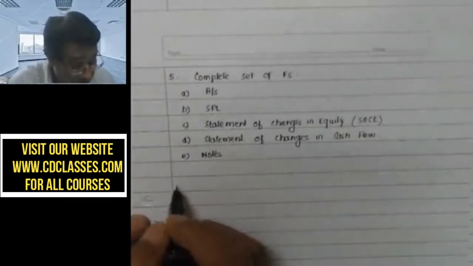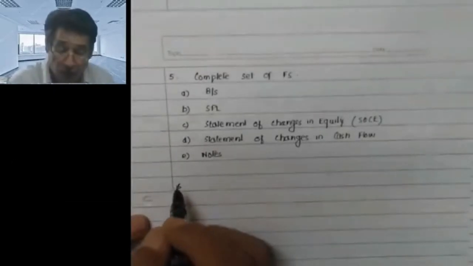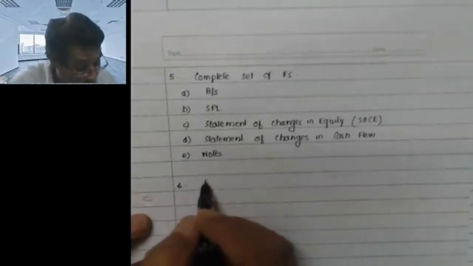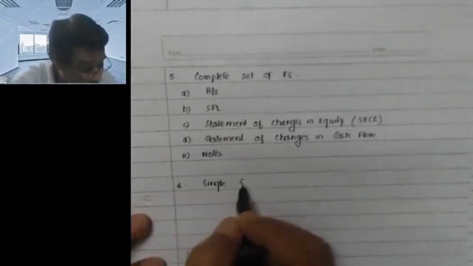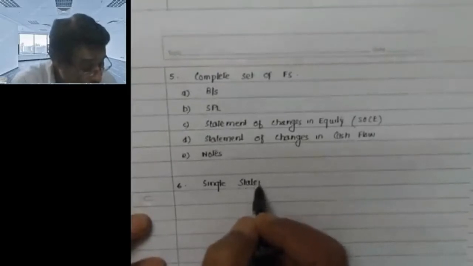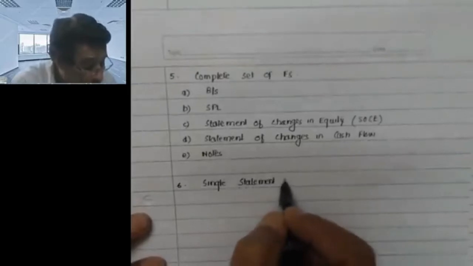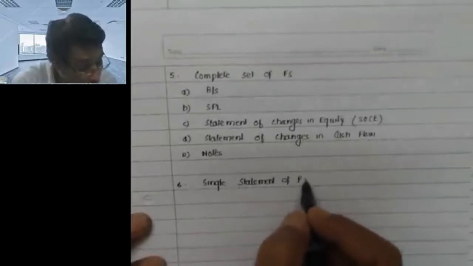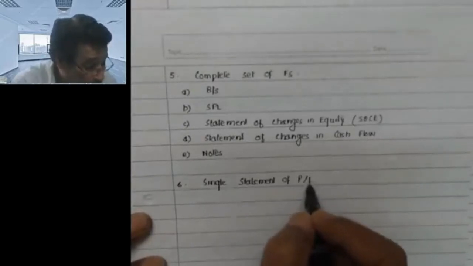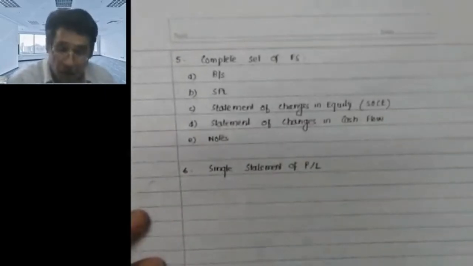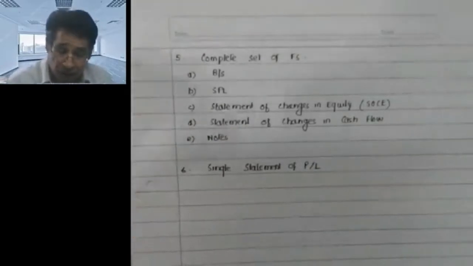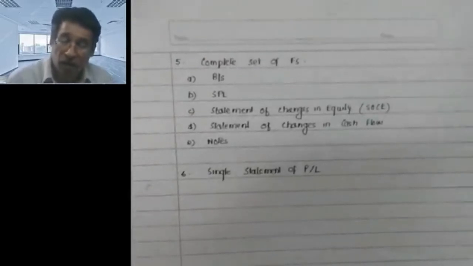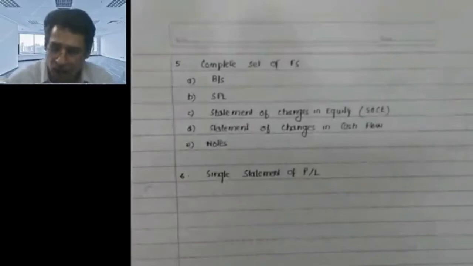Further, Ind AS 1 also states a single statement of profit and loss account. Now what is this single statement of profit and loss account? Actually, as far as the international scene is concerned, nowadays in many countries P&L is prepared separately, and one is P&L and the other is other comprehensive income. Both are basically profit and loss account.